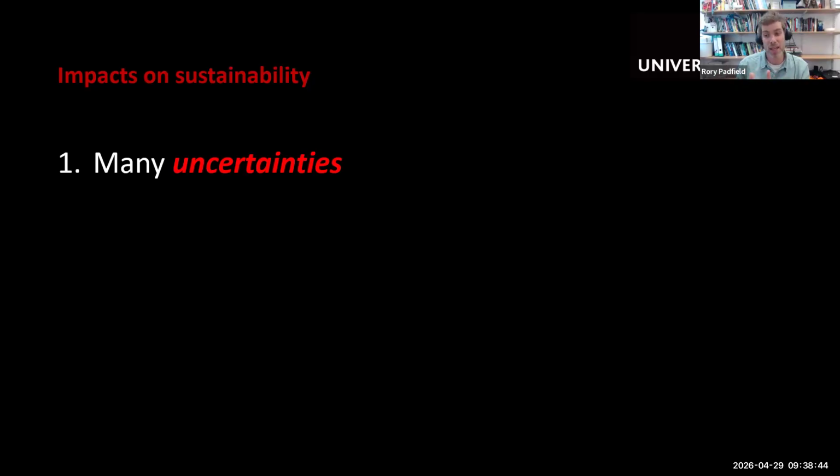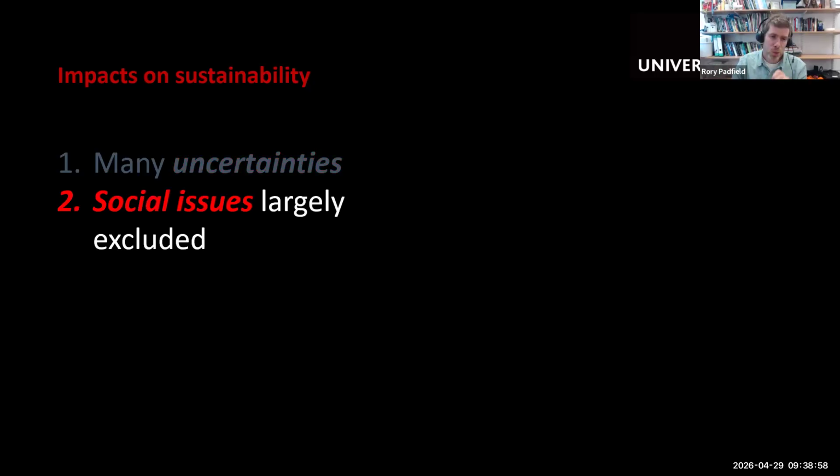We couldn't say conclusively, yes, the environment in these places is improved, or we're seeing less impact in these areas because of the tool. So I think for us, we had to make a point that actually there's a lot of uncertainty over the impact of the tools. And importantly, and this is a really key point, social issues were largely excluded.